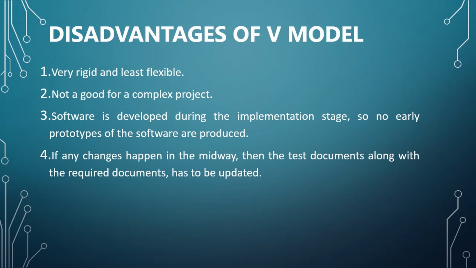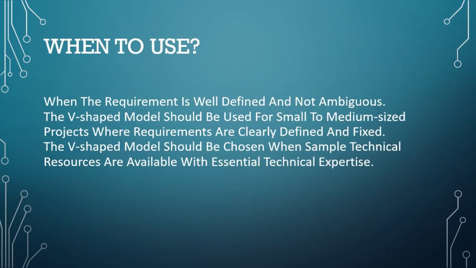Now let's see when to use it. When the requirements are well defined and not ambiguous, the V-shaped model should be used for small to medium-sized projects where requirements are very clearly defined and fixed. The V model should be chosen when ample technical resources are available with essential technical expertise. So this was the V model.